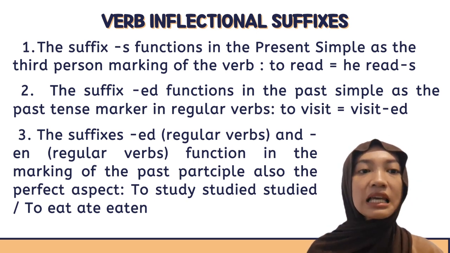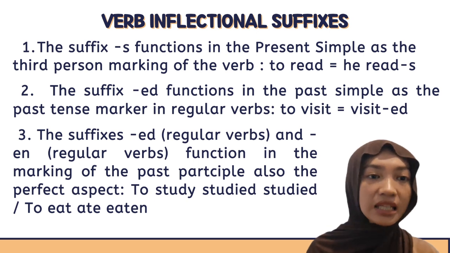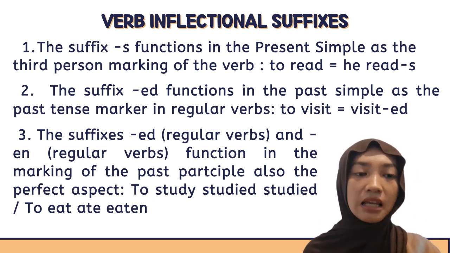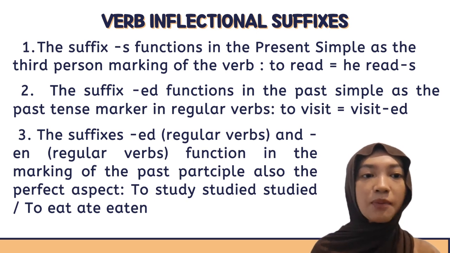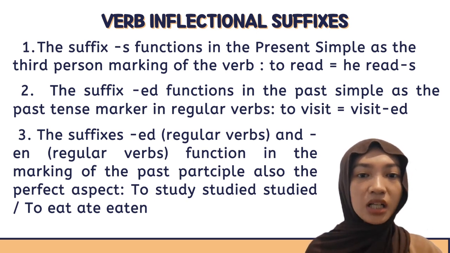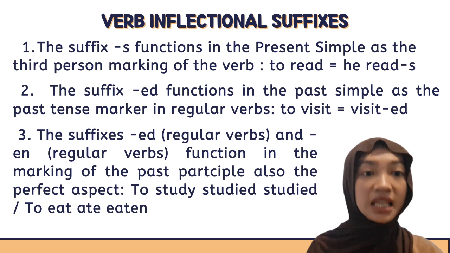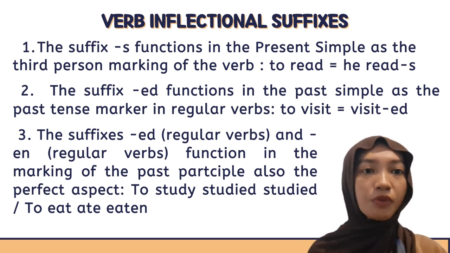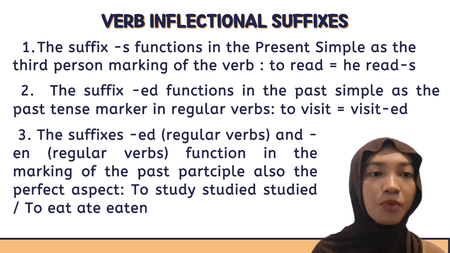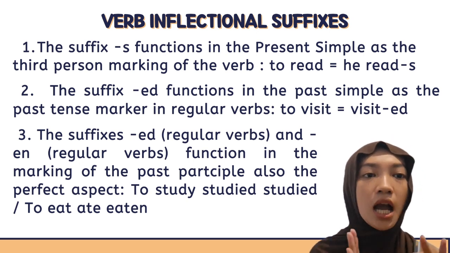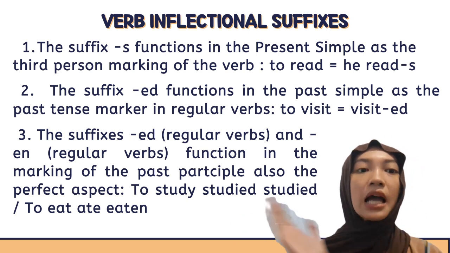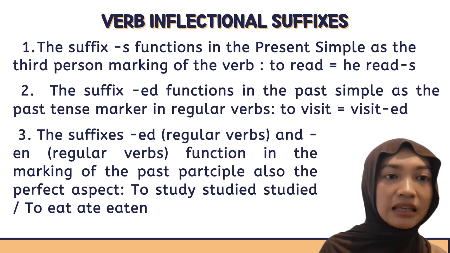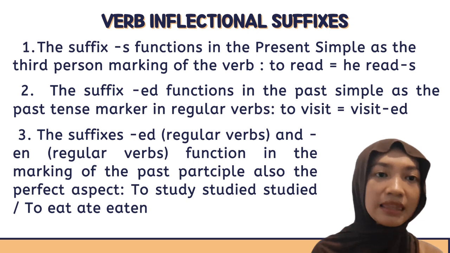And the second one is the suffix ed. The suffix ed functions in the past simple as the past tense marker in regular verbs. For example, to visit becomes visited. And the third one is the suffixes ed in regular verbs and en in irregular verbs, which function in marking the past participle, also the perfect aspect. For example, to study, studied, studied, or to eat, ate, eaten.